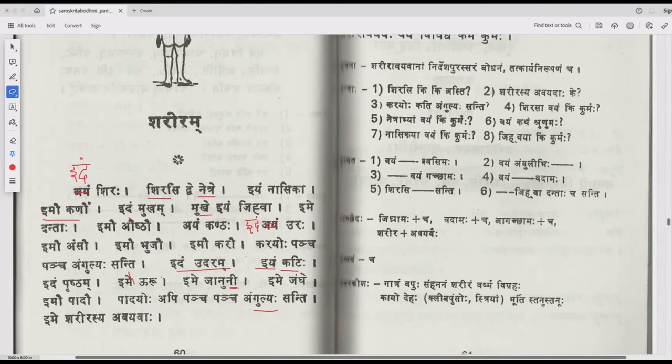Jan, you read the Shabda Manjari. Did you read the Madhu Shabda there? Yes, I did. Okay. Madhu, madhuni, madhuni, right? That's right. Same thing.